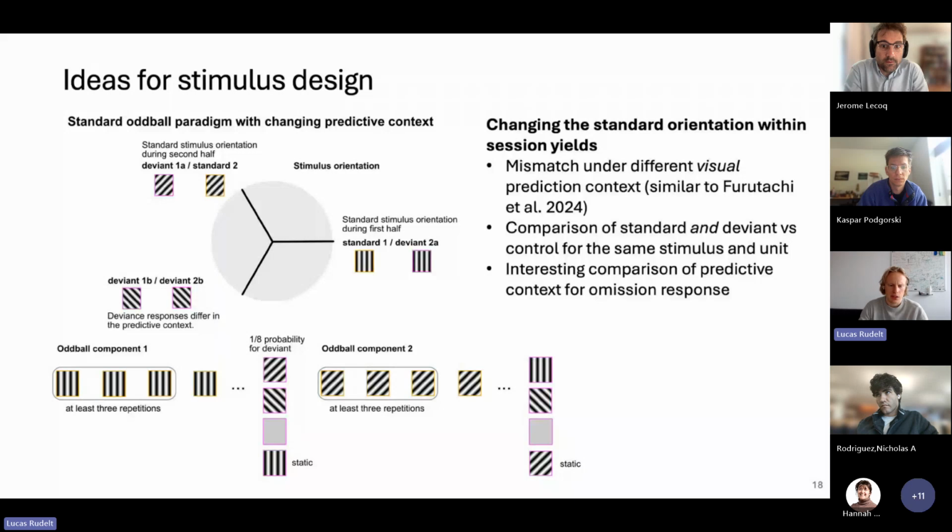Yeah, so this was just an older illustration, to summarize a few points. I think you mentioned this already in the beginning, Jerome, with the different visual prediction contexts, so changing the standard orientation. That's essentially what's meant here, that the deviant shown in violet should be changed. The standard should be changed so that one of these orientations becomes the deviant and standard in the other oddball block.